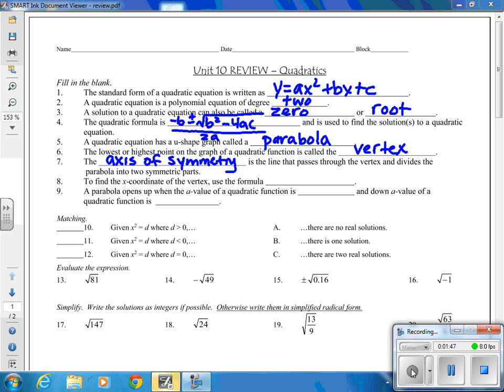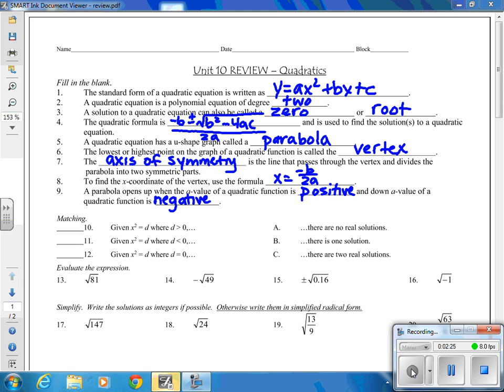Right. Number 8, to find the x-coordinate of the vertex, you will use the formula x equals negative b divided by 2a. Right? That question will not show up on the test, so do not stress over that one. Right? You do not need to know that formula. We know of how to get the axis of symmetry equation from using the vertex. For number 9, a parabola opens up when the a value of a quadratic function is positive, and down if the a value of a quadratic function is negative.